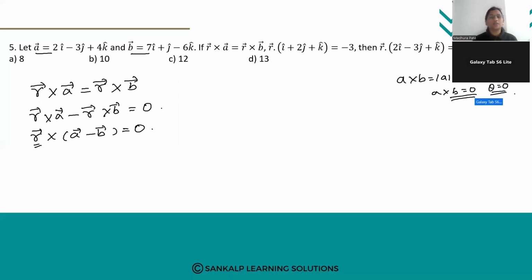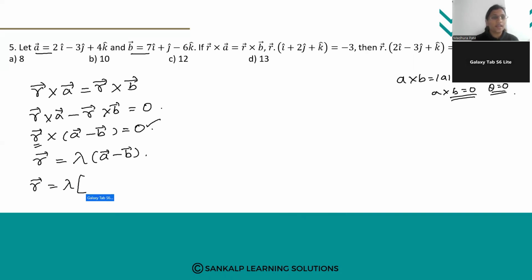What is the meaning of theta equals 0? That is, the angle between two vectors is 0, which means the vectors are parallel. Correct? When two vectors are parallel, then the angle between them is 0. So if the cross product is 0, these two vectors are parallel. If two vectors are parallel, then they will be proportional. So I can write vector R equals lambda into (vector A minus B), because the cross product is 0, hence they are parallel. If the vectors are parallel, they are proportional. Okay, fine.